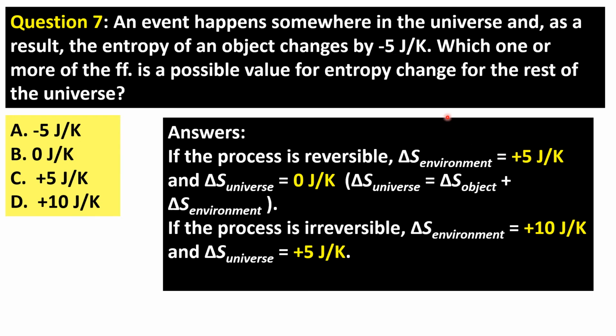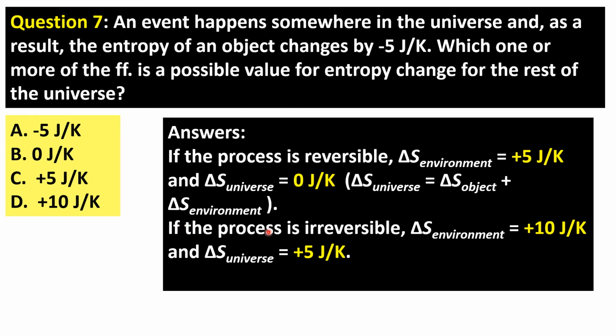Notice that when you add the two, negative 5 joules per Kelvin plus positive 5 joules per Kelvin, that will give us a delta S of 0 joule per Kelvin, and that the sum actually represents the change in entropy of the universe. So we take note that the positive 5 joule per Kelvin is an acceptable answer, as well as the 0 joule per Kelvin, which refers to the delta S of the universe.